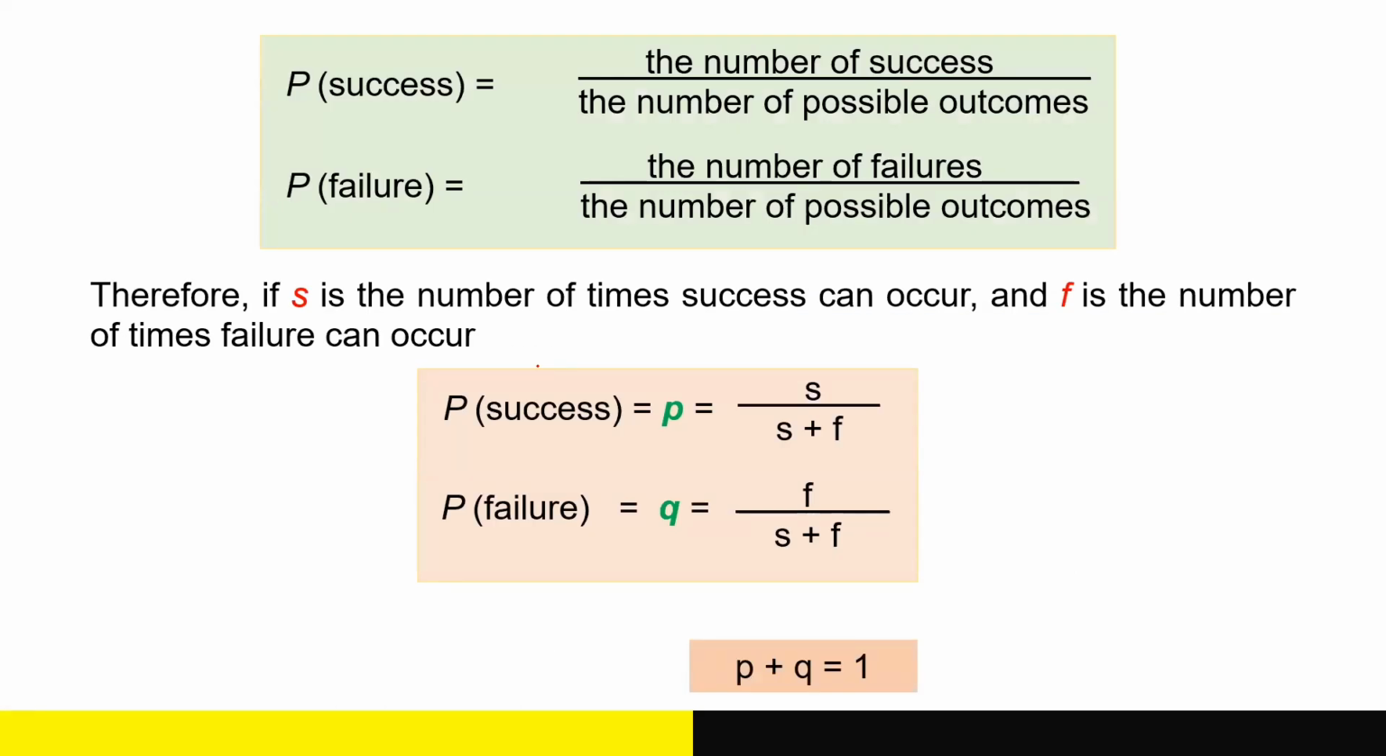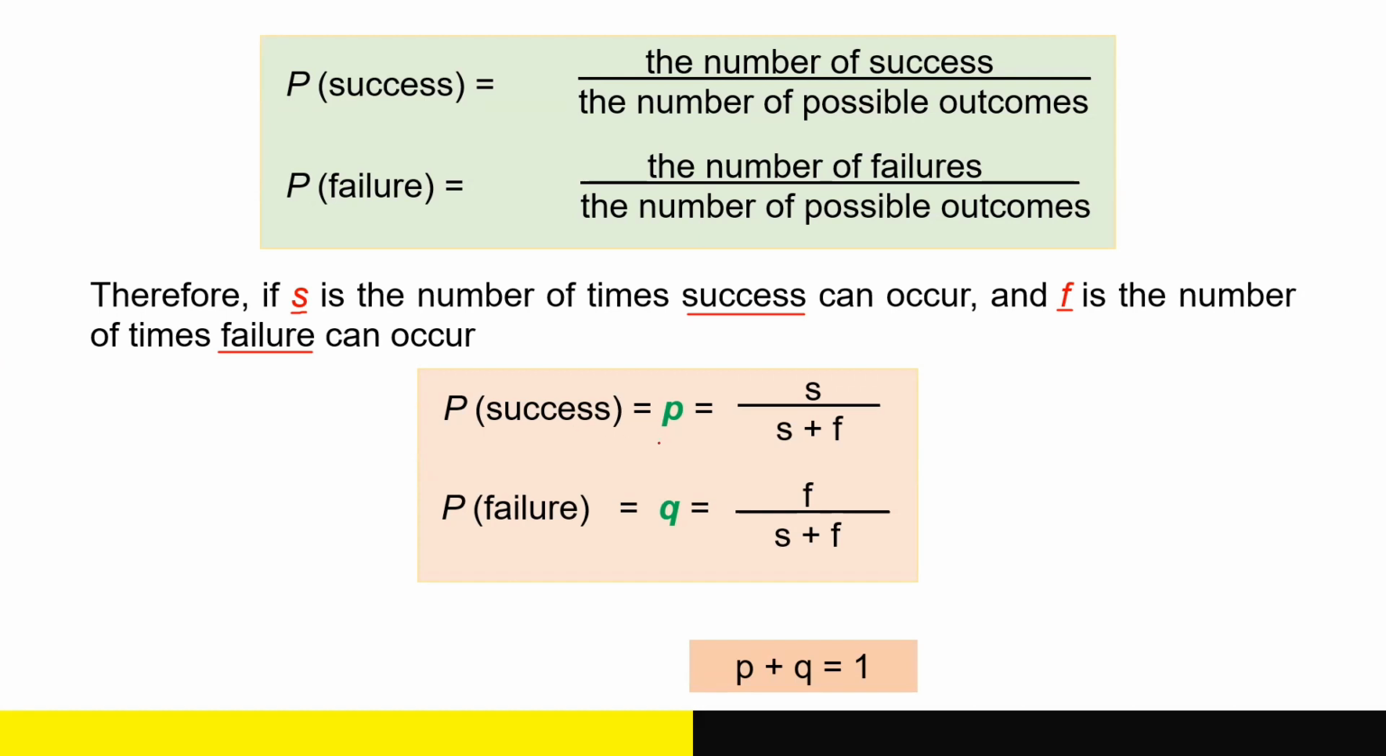So the probability of success and failure can be determined. The probability of success is equal to the number of successes divided by the number of possible outcomes, and the probability of failure is equal to the number of failures divided by the number of possible outcomes. Therefore, if s is the number of times success can occur, and f is the number of times failure can occur, then the probability of success is p equals s divided by s plus f, and the probability of failure is q equals f divided by s plus f.